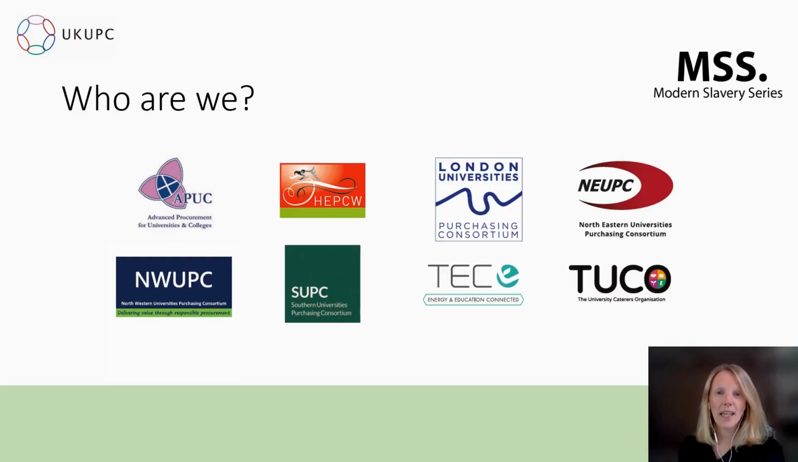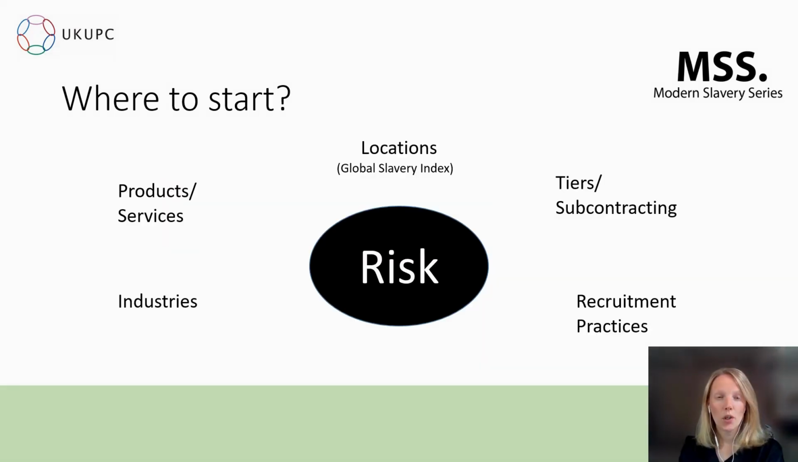You can see on the slide the 8 consortia that work in partnership as UK UPC to establish routes for higher and further education bodies to purchase goods and services. You should now be familiar with what a modern slavery statement is, but where do you start with writing one?